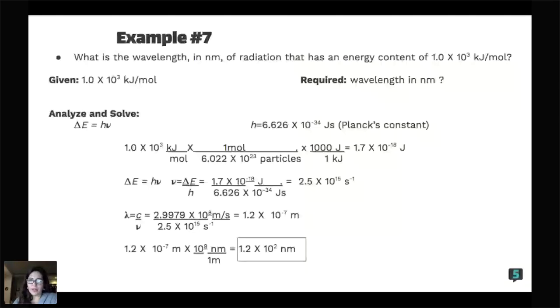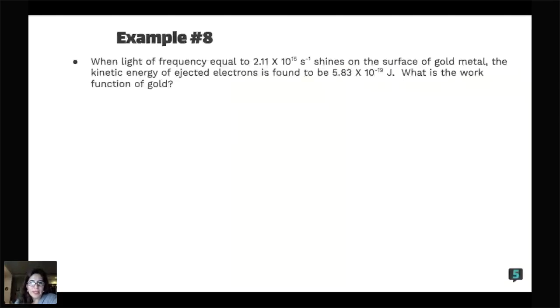So let's do another example. In this example, it says when light of frequency equal to 2.11 times 10 to the power of 15 seconds to the negative 1 shines on the surface of gold metal, the kinetic energy of ejected electrons is found to be 5.83 times 10 to the power of negative 19 joules. What is the work function of gold? So now, this is our given and required.